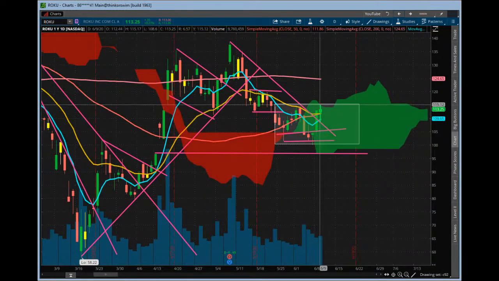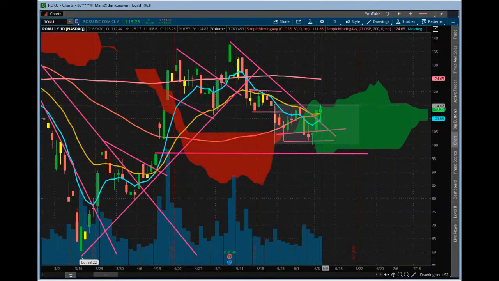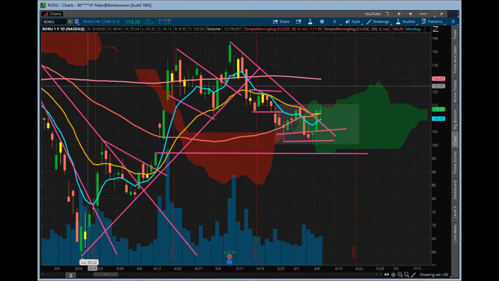So again, we've got a trend box here based on today, so let's see if we can close above those highs, which would be above the cloud too, and then eventually try to make a push up to that 200-day moving average at about 125.